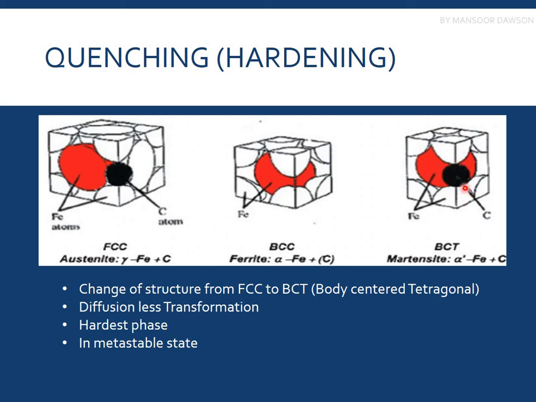So what happens is the length of the cubic structure increases. These two lengths, A and B, are equal, but the third part, the height C, is now increased in length because of this carbon atom stuck in between. So this becomes the body centered tetragonal, and this is the structure of martensite, which is the hardest, metastable phase formed while quenching.